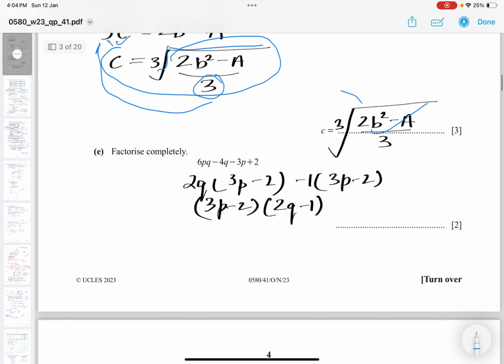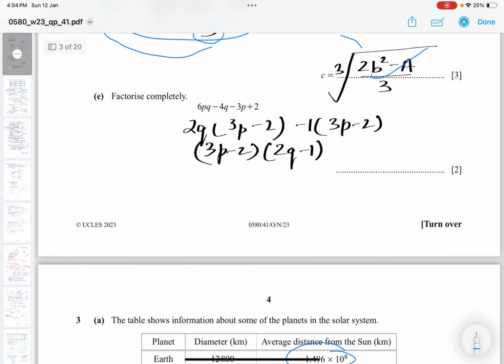This is the answer. Factorize completely. Alright, so see, we can take 2q common from here. It would result in 3p minus 2. We can take negative 1 common from here. So again it will be 3p minus 2. We can take 3p minus 2 common from both and the answer would be this one.